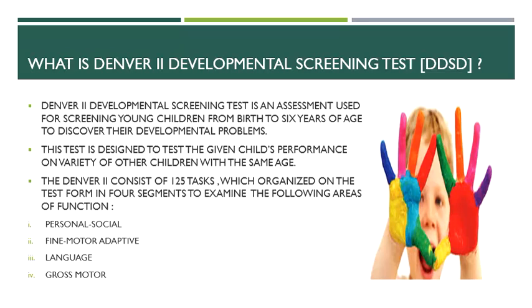The Denver 2 consists of 125 tasks which are organized on the test form in 4 segments to examine the following areas of function: personal social, for getting along with people and caring for personal needs; fine motor adaptive, for hand-eye coordination, manipulation of small objects, and problem solving; language, for hearing, understanding, and using language; and gross motor, for sitting, walking, jumping, and overall large muscle movement.